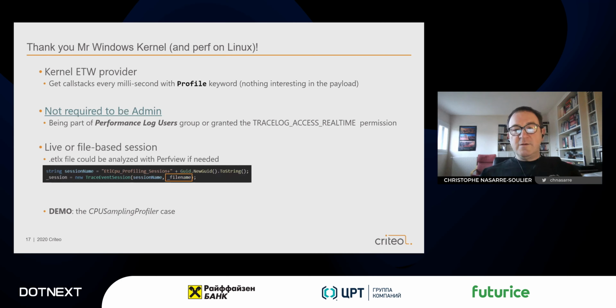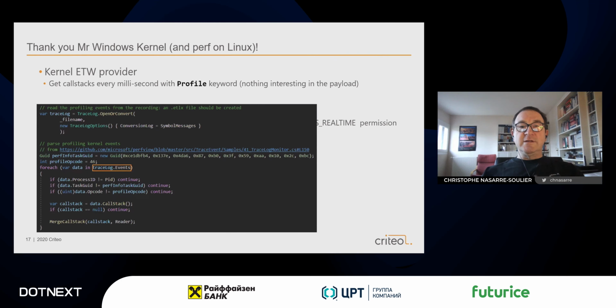And how would you do that? What is the code change compared to what I've shown you earlier? Well, you still have to create your trace event session, but this time, in addition to the name, you pass a file name, and that's it. You enable the provider you want. In that specific case, it was only the kernel provider. And once you've done that, ETW will automatically serialize all the events for you in that file. So once you dispose the session, you are able to work on the file.